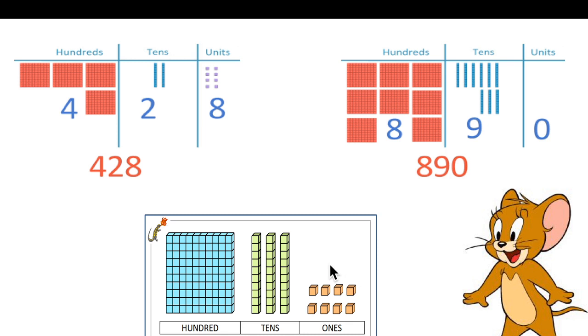How many ones do you have? 8. How many tens do you have? 3. And how many hundreds do you have? 1. What's the final number? Read it. 138.